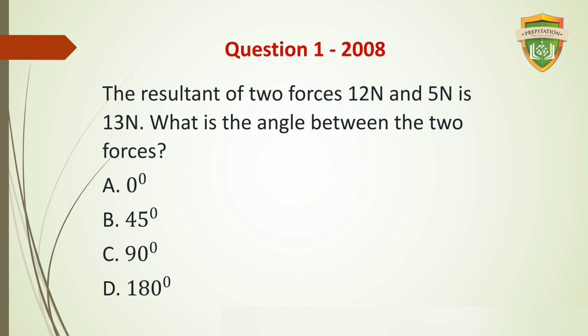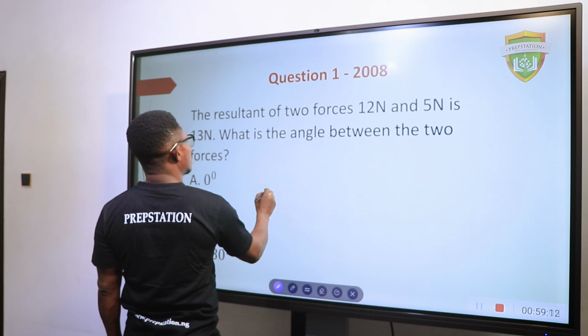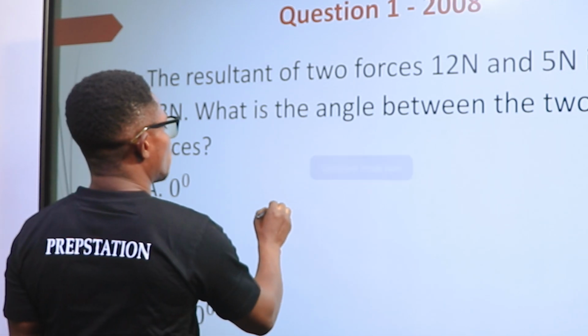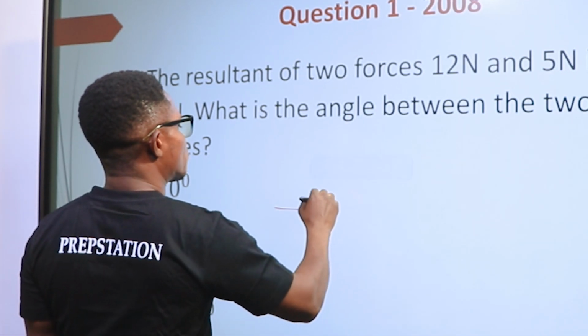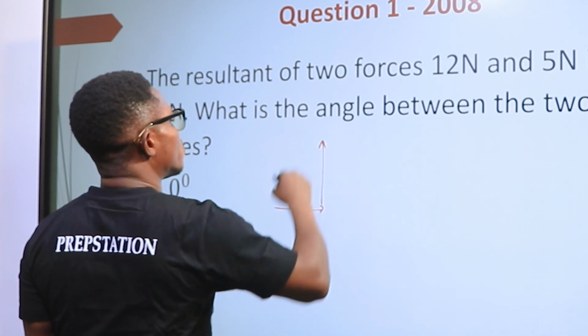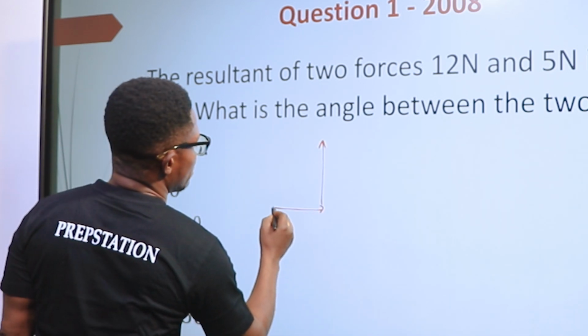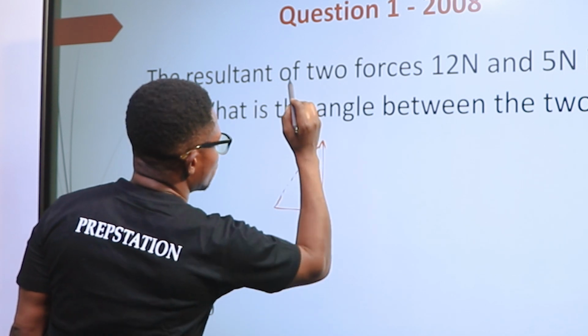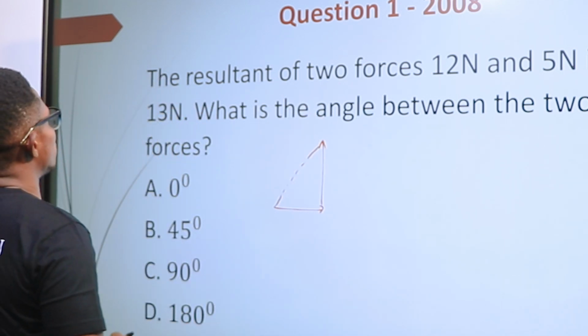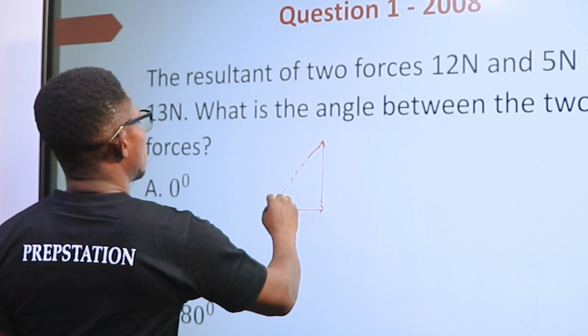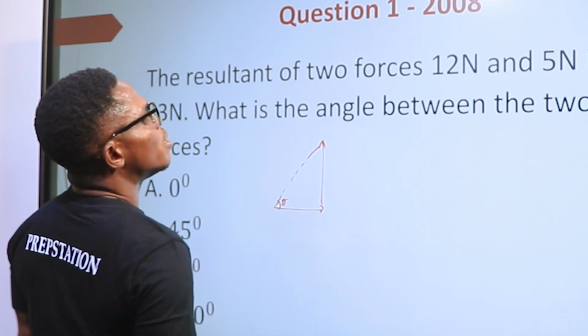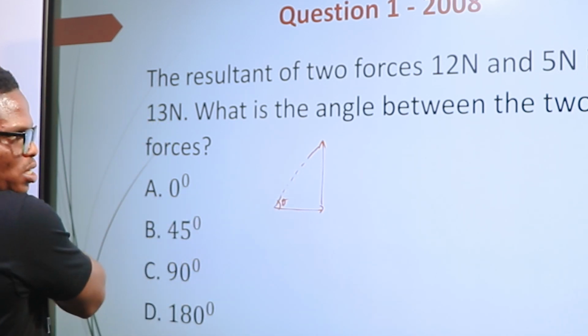Okay, so that means we have the first vector. Remember the tip to tail. This is the first vector. And then tip to tail, this is the second vector. So the resultant will be a line drawn from this point to this point. Okay, what are we looking for? We're looking for the angle theta.